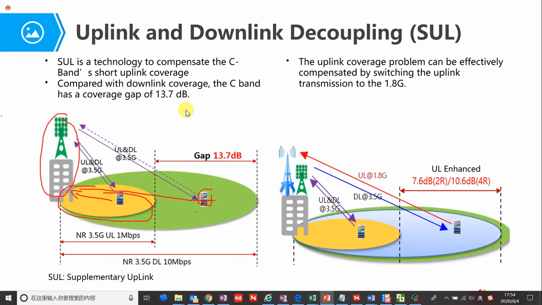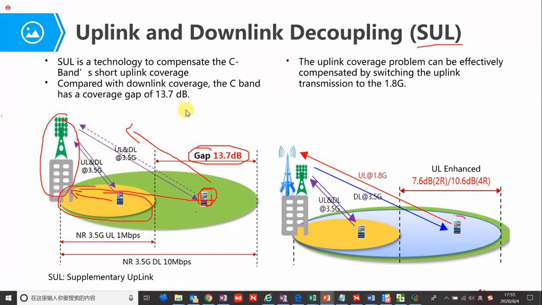But for the uplink, the UE's power is limited. If the UE is far away from the base station, the signal may be weak. With the gap, the gap is 13.7 dB. So it's imbalanced. And how to solve this issue? We use SUL.